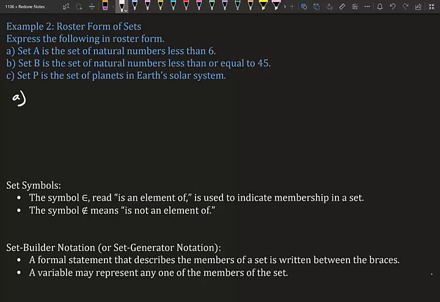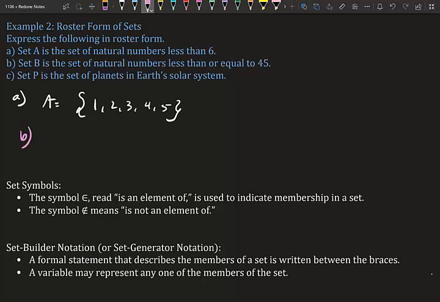Set A is the set of natural numbers less than 6. So A is all the natural numbers less than 6: 1, 2, 3, 4, 5. Those are all the natural numbers less than 6. And remember, they're natural numbers because they're called counting numbers, and we don't count -1, 0. We don't start that way. We start at 1.